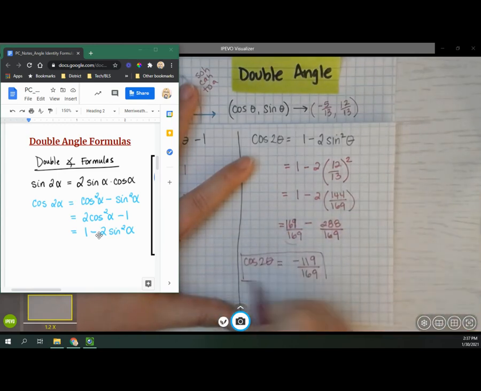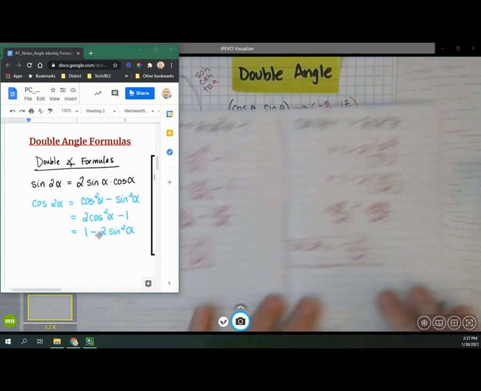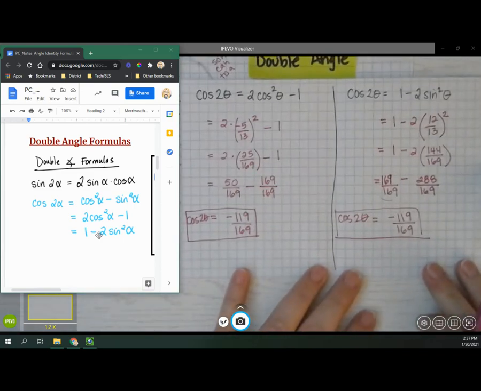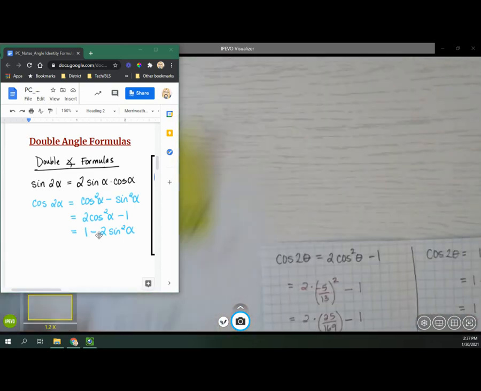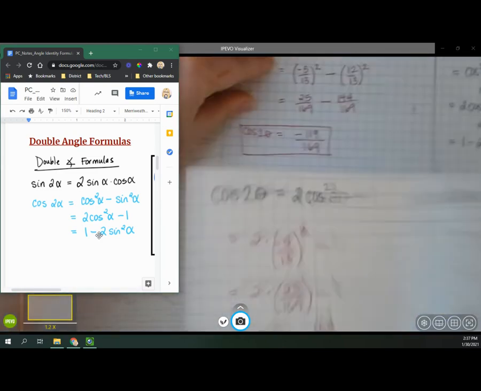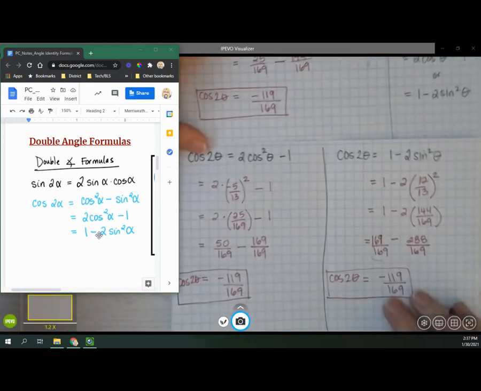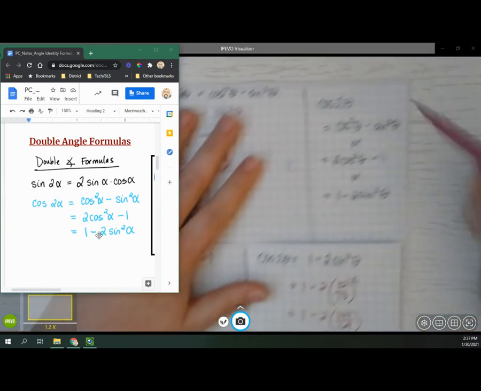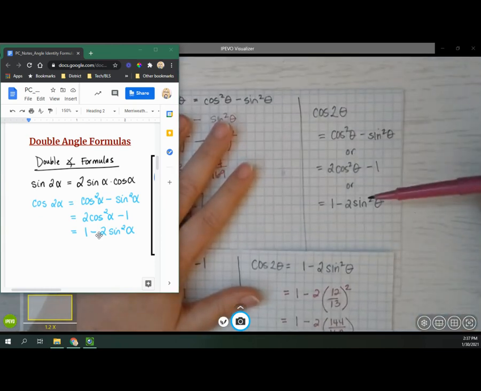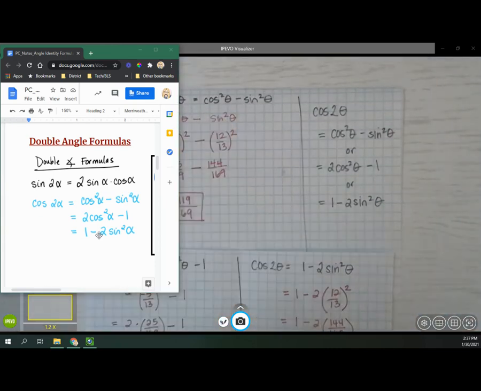So let's just verify, did I get the same answer all three times? Negative 119 over 169, negative 119 over 169, and negative 119 over 169. So again, you can choose whichever formula of the three that you prefer, and you will get the same answer.